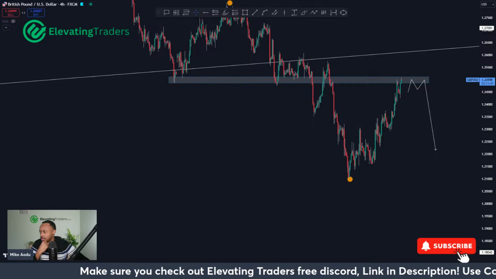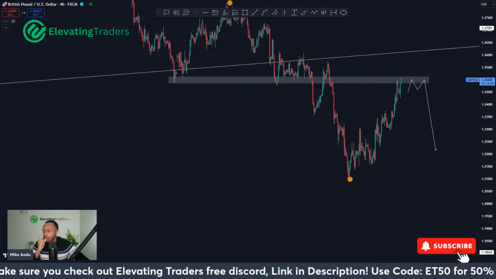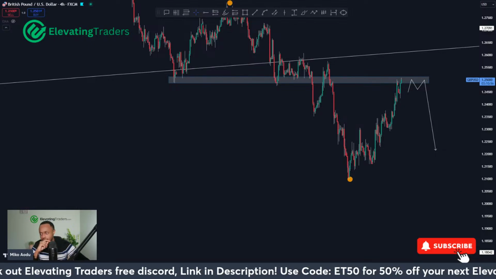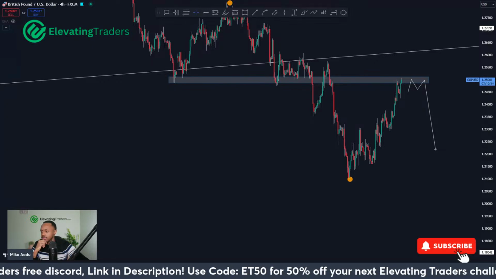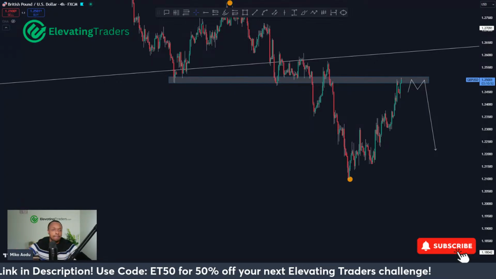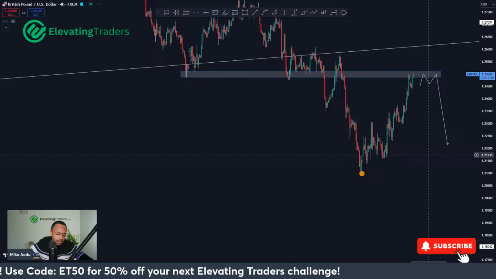Taking a look at US 30 and NASDAQ. Yes, I've had a look. I'll go through the yen pairs and then I'll go through some of the indices again. I did have a look at some of them, but after I go through the yen pairs, we'll take another look.